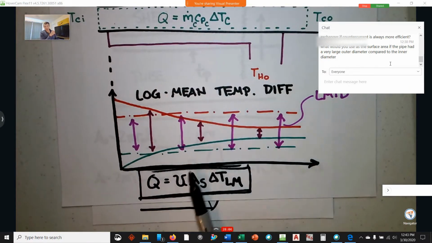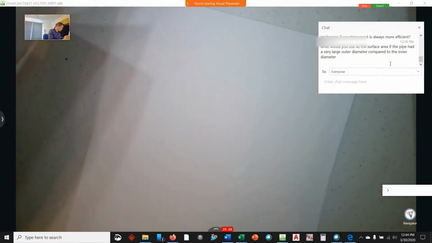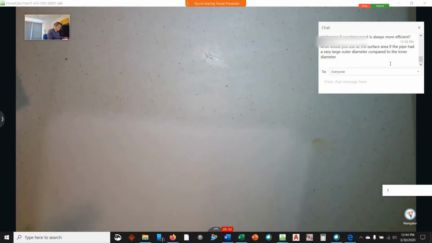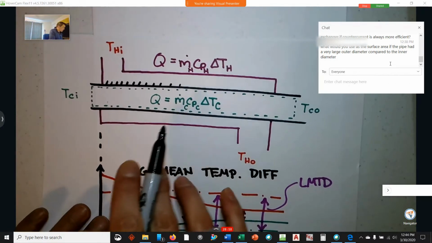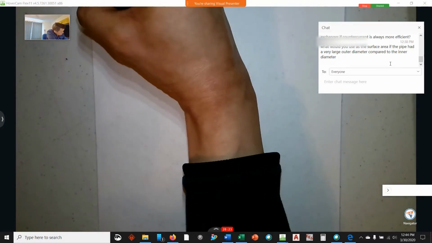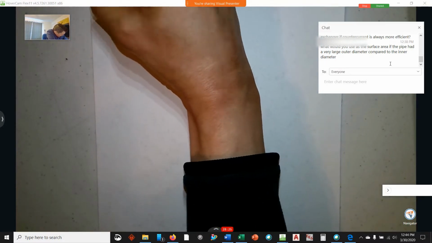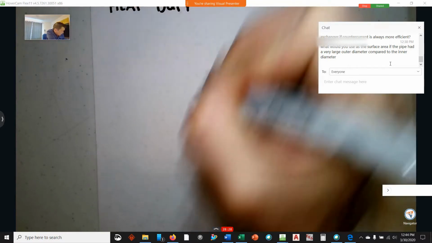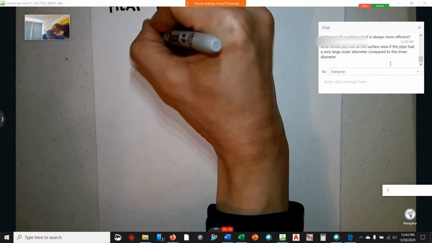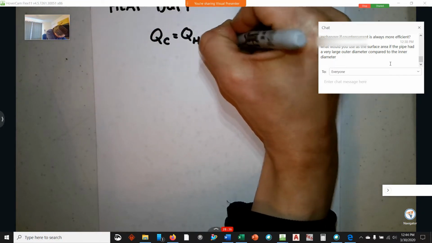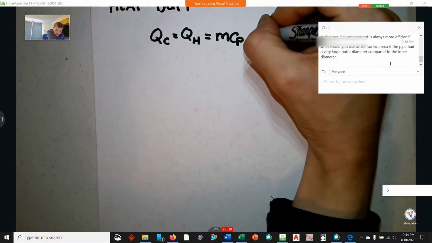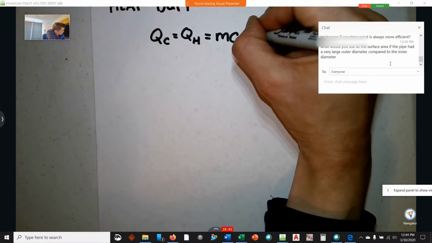This is our design equation. So we have our design equation. So thinking about this free body diagram or this energy diagram we drew, we have the heat duty is MCP, and then let's just say delta T.